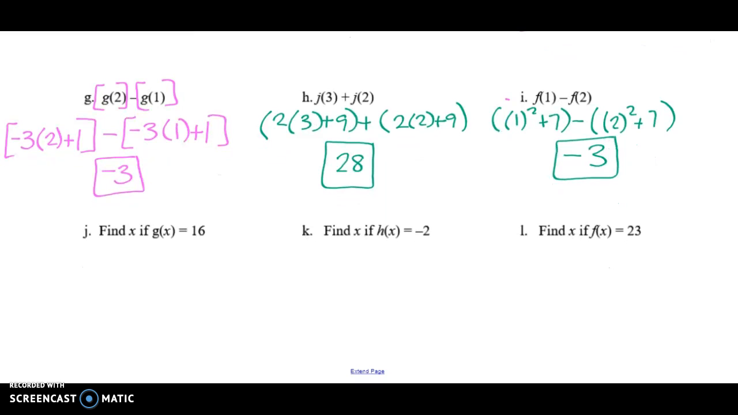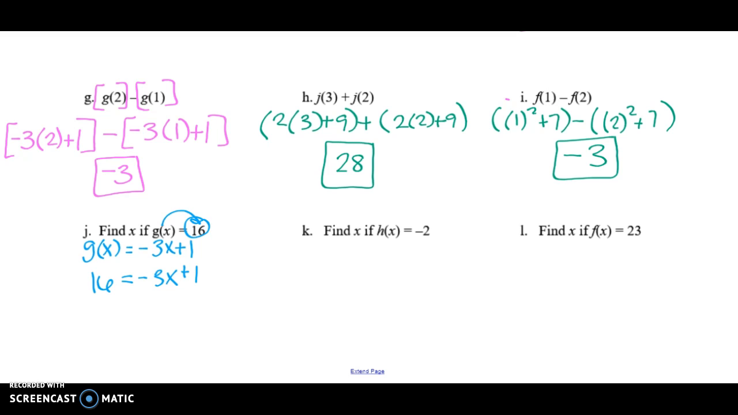For these last 3 that you're going to try, it's actually working backward. Find x if g of x is equal to 16. So I know that from the top, g of x is equal to negative 3x plus 1. But up here it tells me that g of x is 16, so that's going to get plugged into my equation here in place of g of x. And now it's just a simple algebra problem where you're solving the equation for x.